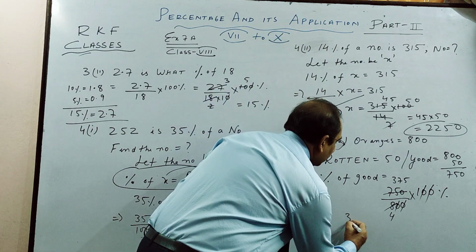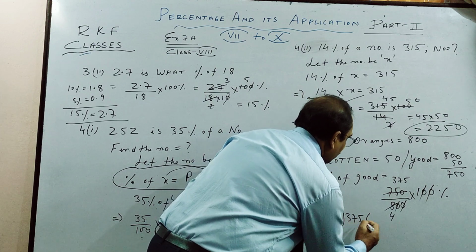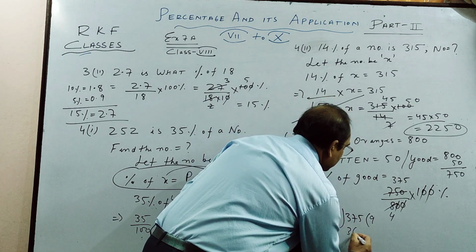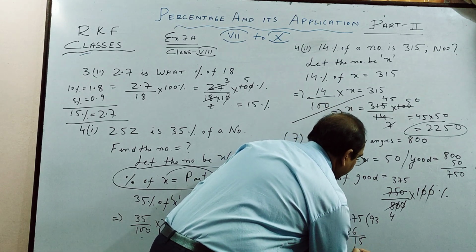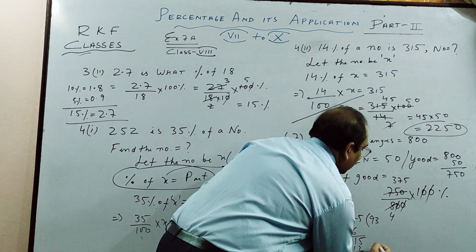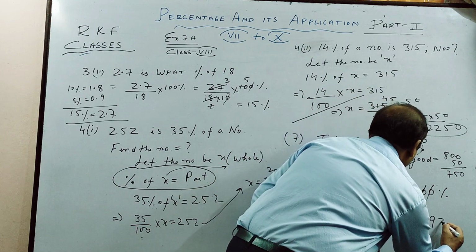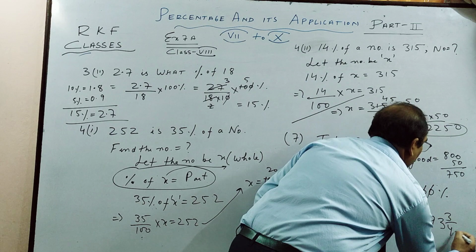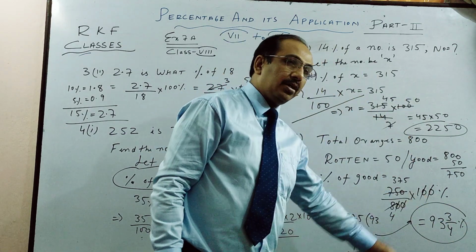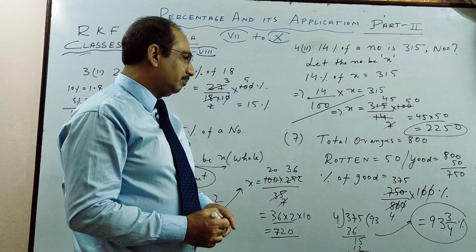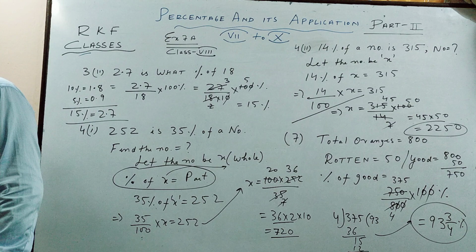Now the last part, 375 you divide by 4. 4 nines are 36, 1, 5 will come, 4 threes are 12, 3 will come. So your final answer is 93 3 by 4%. So 750 upon 800 is 100. We cancel and we get this answer.